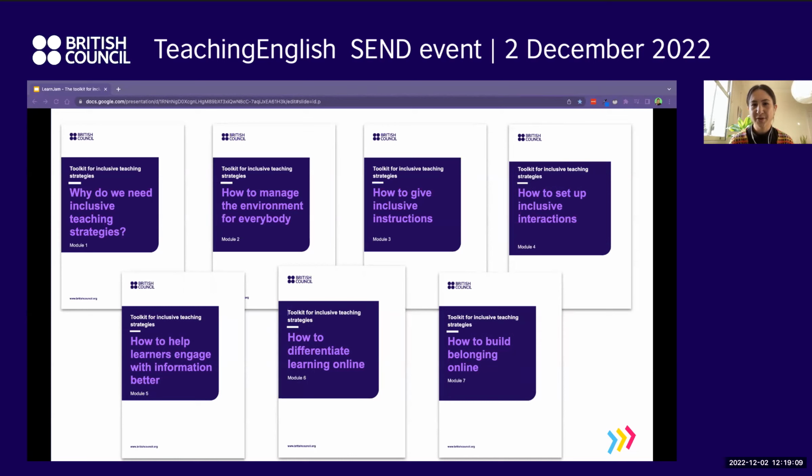The modules, you can start with the module where you think will be the most impactful for your context. I would encourage everybody to start with the why do we need inclusive teaching strategies, get a baseline, but the other ones you can pick up as you think, oh, I would like to upskill in this, or I need to work on this for my context.